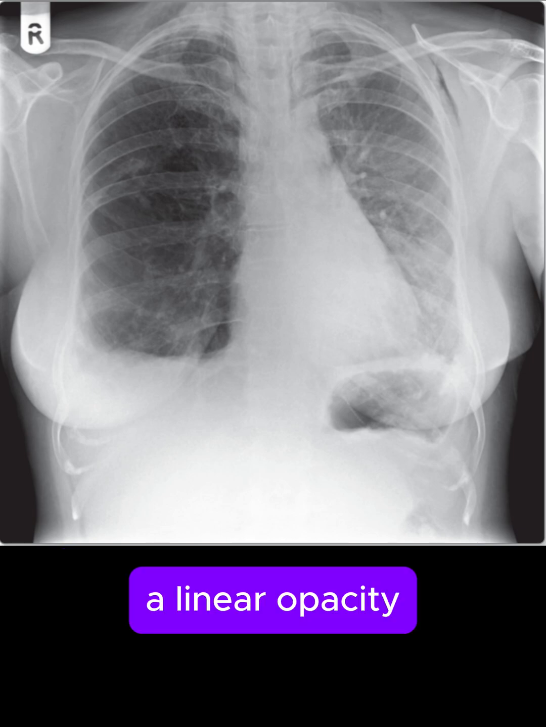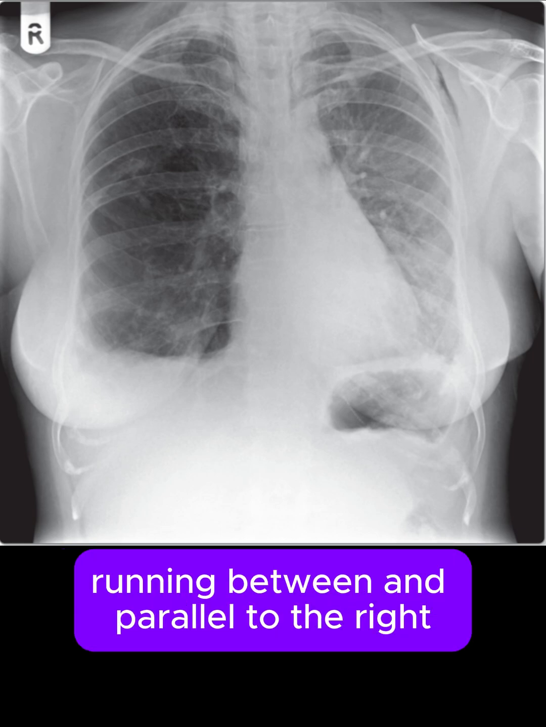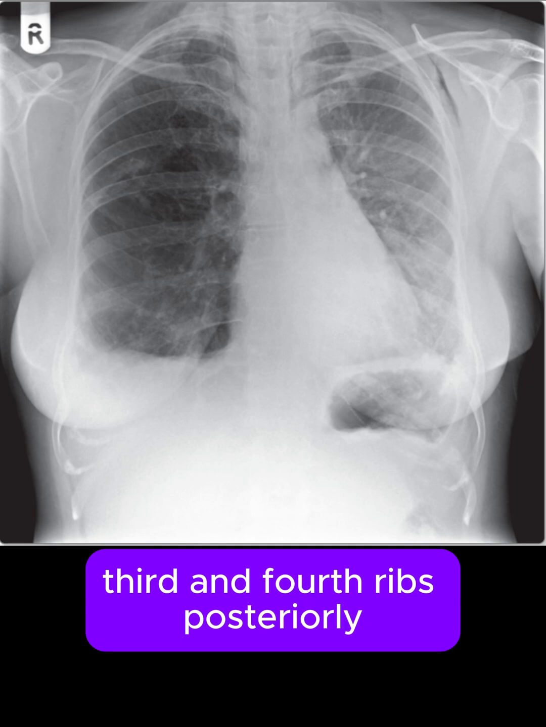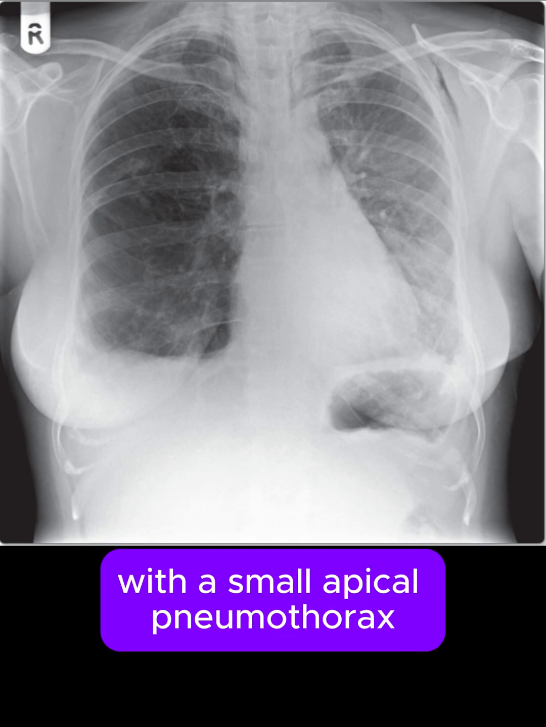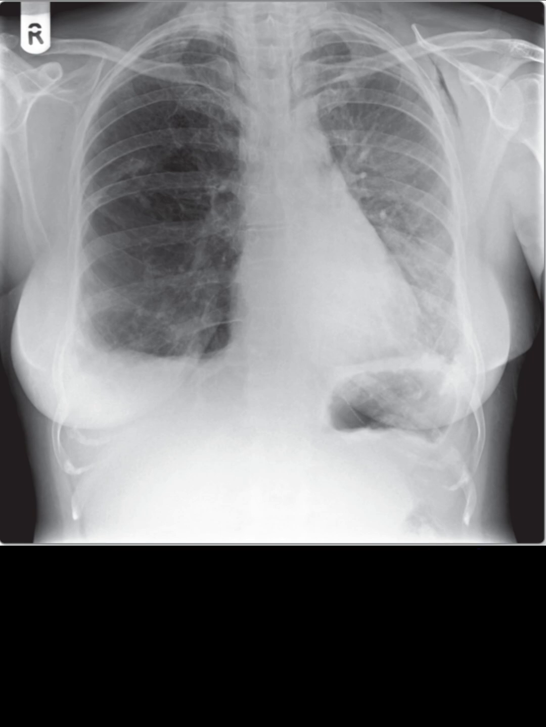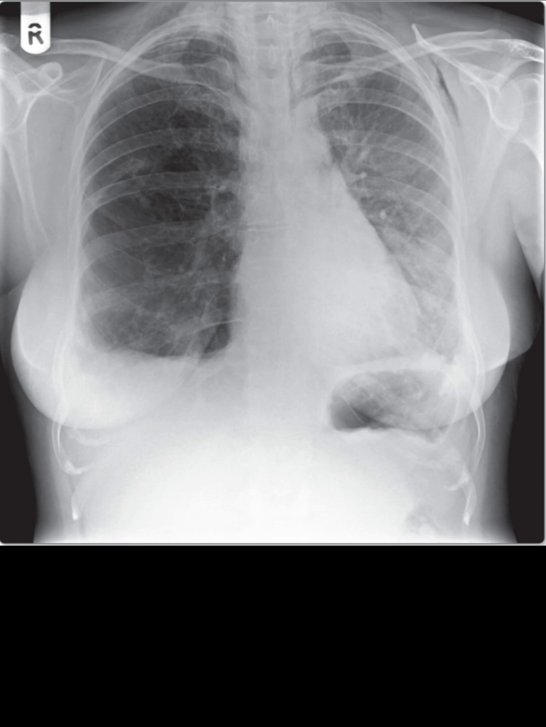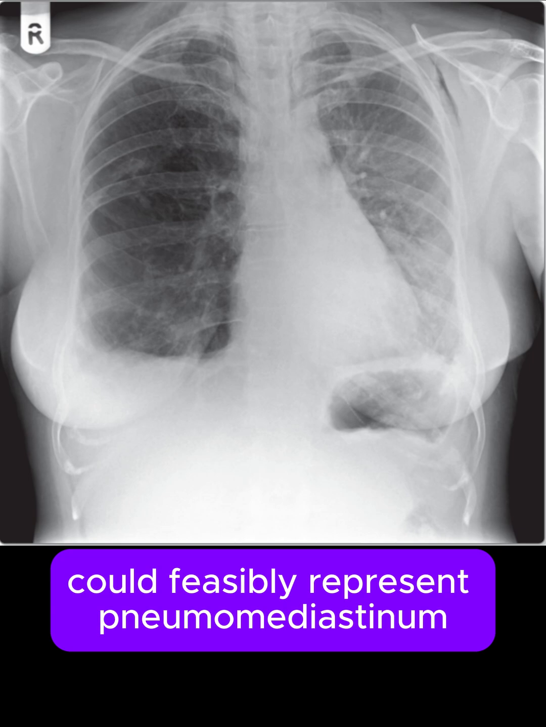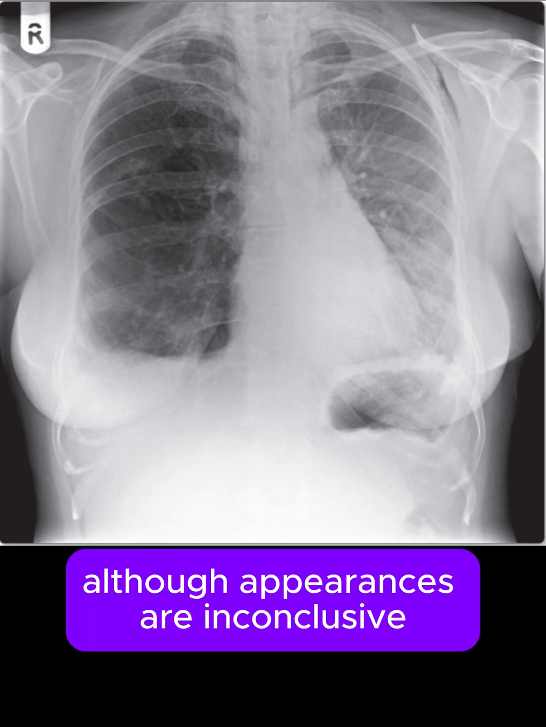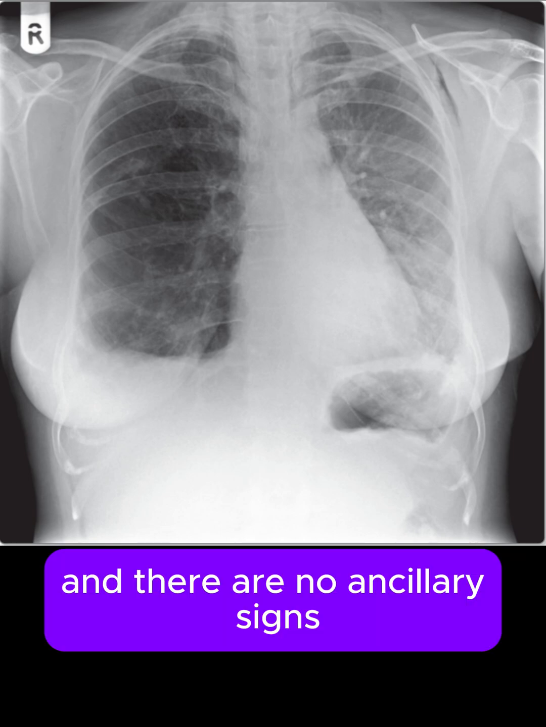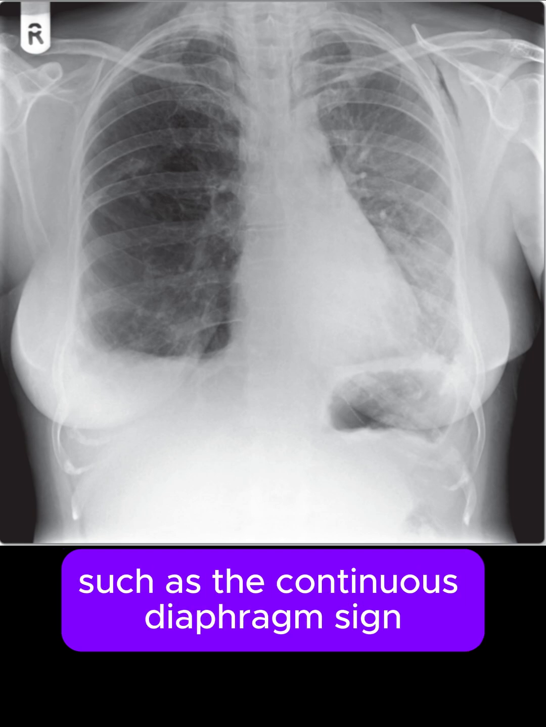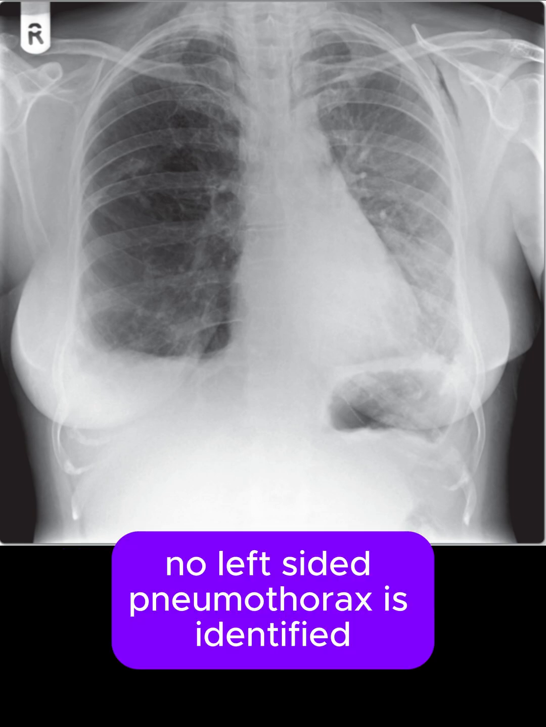A linear opacity running between and parallel to the right third and fourth ribs posteriorly could represent the lung edge with a small apical pneumothorax. A line of gas running parallel to the left side of the mediastinum could feasibly represent pneumomediastinum, although appearances are inconclusive, and there are no ancillary signs such as the continuous diaphragm sign. No left-sided pneumothorax is identified.